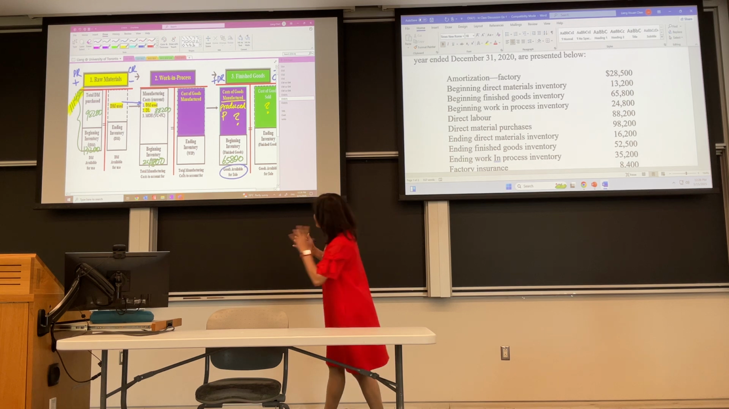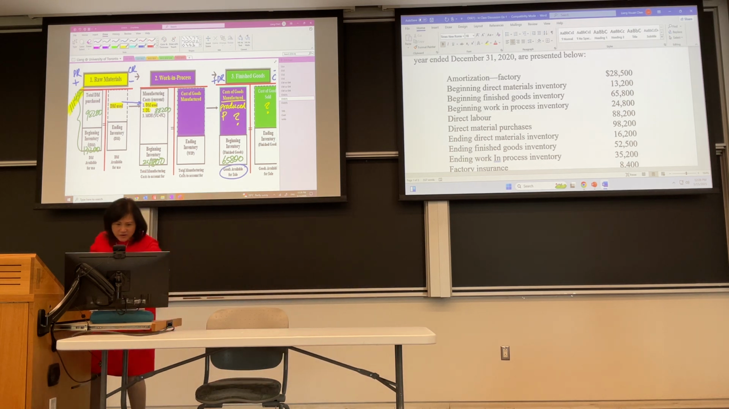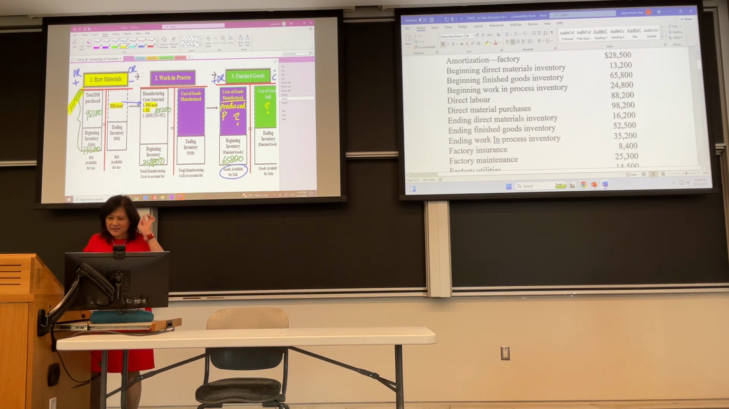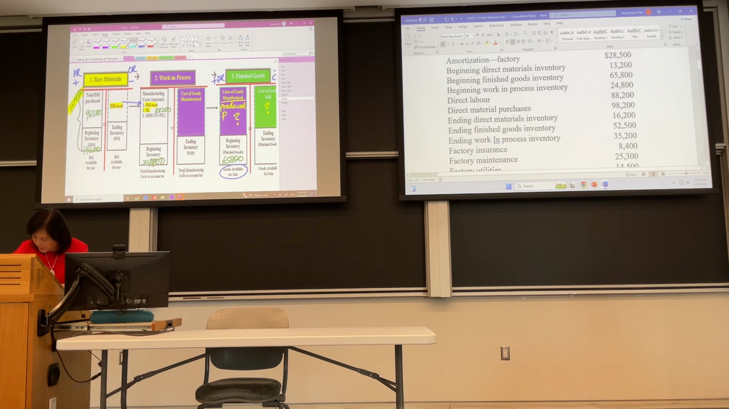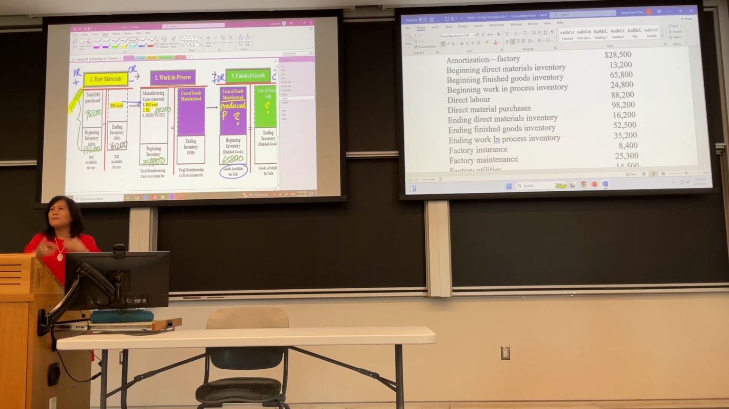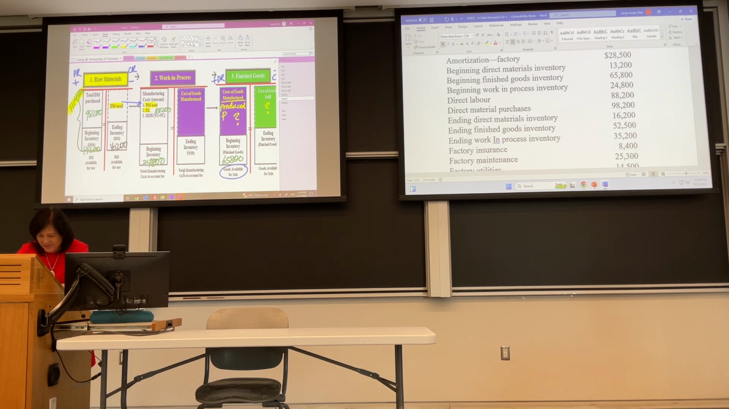Okay, so I just need the ending inventory. Do I have an ending inventory? Yes, 16,200. Beautiful. Would I be able to figure out how much material was used in production? How much? Is it 95,200? Because both have to be the same.